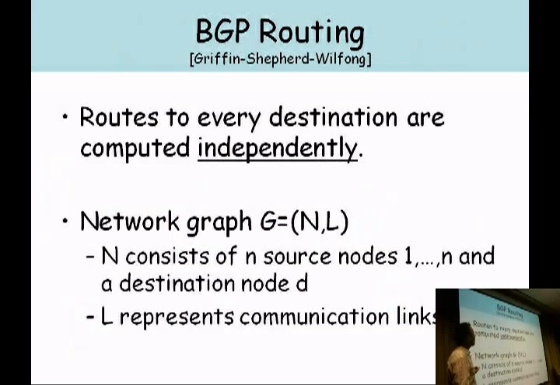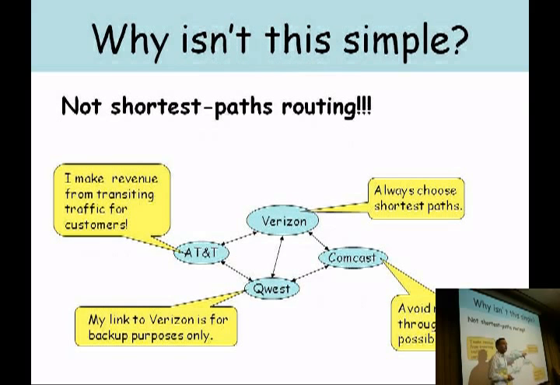So let me say a few words about the formal model for BGP routing, because that is going to be one of the examples of a best response mechanism. The way that BGP works is that routes to every destination network are computed independently. So without loss of generality, you can think about a network graph where the set of nodes, the set of vertices, consists of n source nodes, 1 to n, and all of them wish to send traffic to a unique destination node D. So everyone wants to send traffic to D. And the set of edges, or links, L, represents the communication links between these nodes. So each node is one of these networks we've seen in the previous slide, and communication links between these are captured by the edge set.